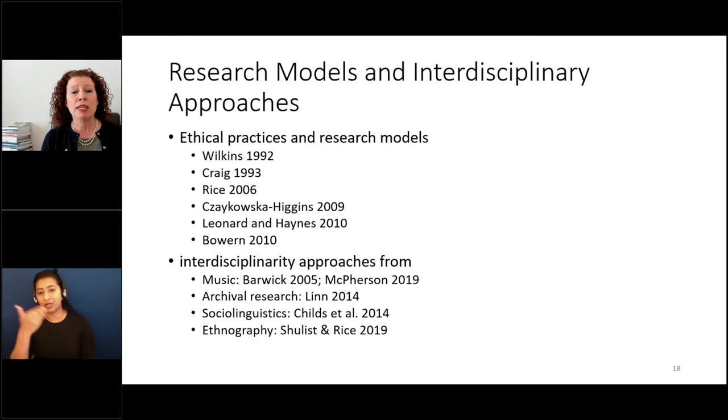Archival research, Mary Linn 2014, that's another paper of those interdisciplinary approaches. The late Tucker Childs has a 2014 article that demonstrates sociolinguistic documentation. And Shulist and Rice is a nice overview of ethnography. So again, reflective of a field that is interdisciplinary, we should expect to see papers that might further probe or lay out models of interdisciplinary research.